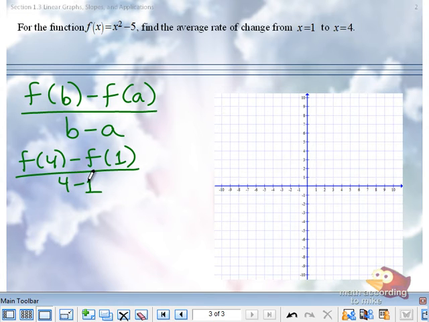How do we find f of 4? So if f of x is x squared minus 5, what's f of 4? It's 11. Minus, what's f of 1? Negative 4. All over 4 minus 1, which is 3. What is 11 minus negative 4 all over 3?